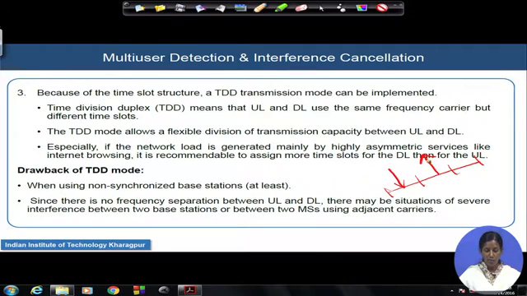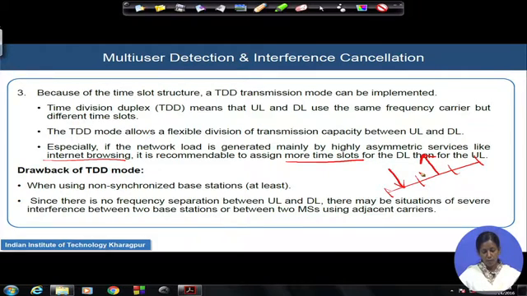can be flexibly divided between the uplink as well as the downlink. And so, for highly asymmetric services, if the network load is generated, for example, by internet browsing, in that situation it is recommendable to assign more time slots for the downlink than the uplink. So, variable adjustment of the time slots is also possible based on the kind of demand, the kind of application currently going on, and the traffic loading of the network.